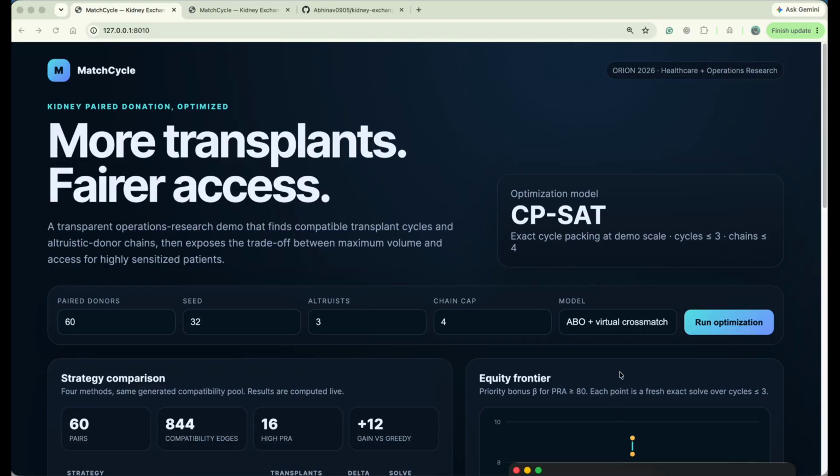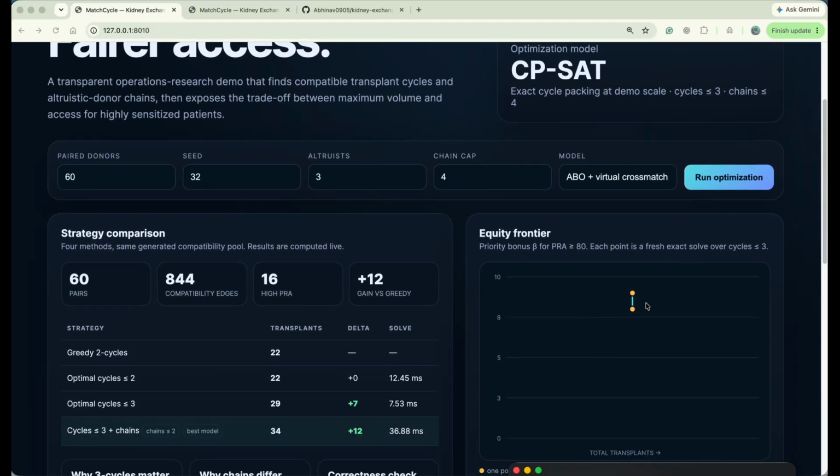But maximizing volume hides something. Highly sensitized patients, the ones who reject almost every donor, have very few compatible matches, so a solver chasing total numbers routes around them. So I added a priority bonus for those patients, and re-solved at every setting.